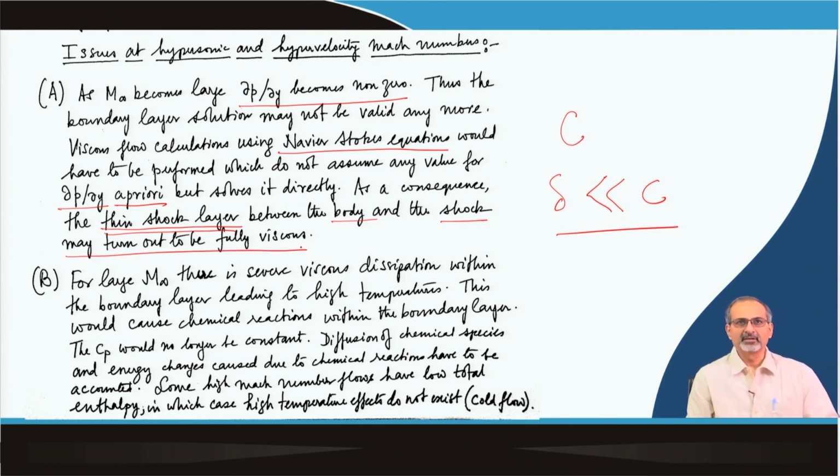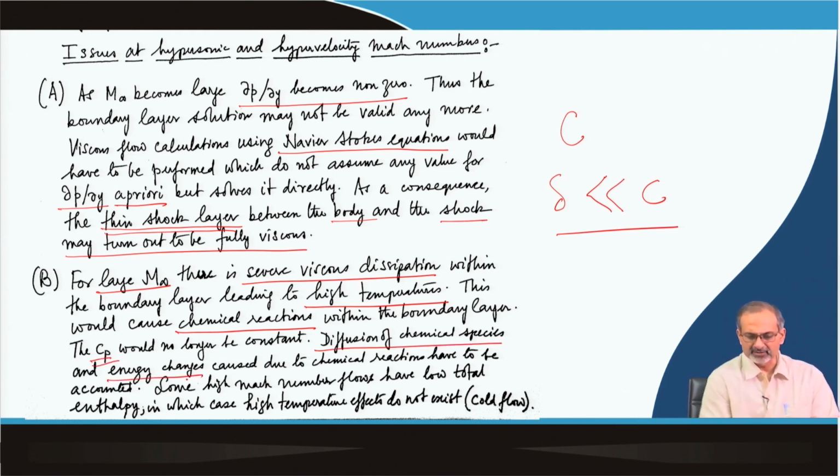This is one consequence. At large M infinity, there is severe viscous dissipation within the boundary layer, which is going to lead to high temperatures. This can cause chemical reactions within the boundary layer. Obviously, Cp would no longer be constant. Diffusion of chemical species would occur. Energy changes would be caused when chemical reactions occur.